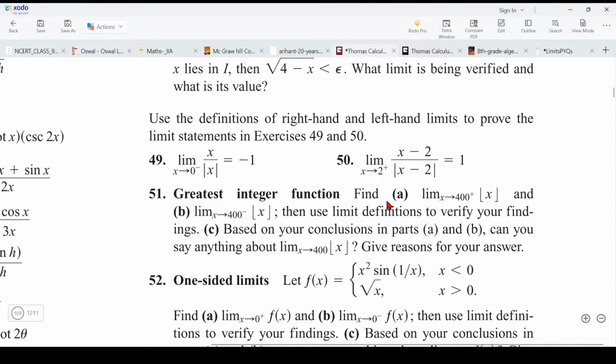Okay. This one, x tends to 2 plus. That means x is approaching 2 from the right side, x is greater than 2. So obviously this one should be positive, right? So x minus 2 by the same number is equal to 1. If you approach from 2 minus, then it will be negative, so that will be -1.